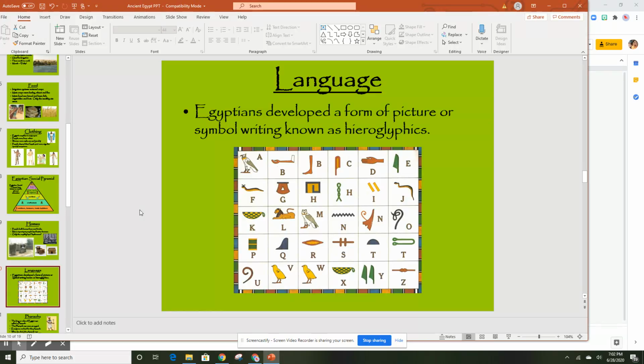For language, just like Mesopotamia invented cuneiform, Egypt invented a language called hieroglyphics. And you can see here it was based on different shapes for the different sounds. And later on in the week, you will have an opportunity to write some hieroglyphics, write your name in hieroglyphics, maybe write a message in hieroglyphics. This is just to give you a taste of that. So every earliest civilization that formed around the earth invented a language, and the Egyptians' is known as hieroglyphics.